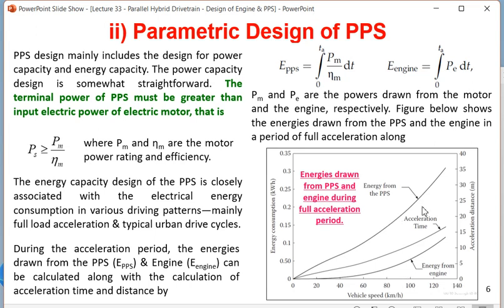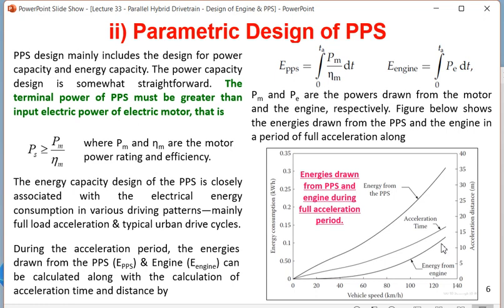And you are finding there are two y-axes. Energy consumption is given in kilowatt hours by the left y-axis, and the right y-axis is acceleration distance. That means within how much distance the acceleration is happening. So from this graph we can conclude that energy from the PPS is fetched at a very higher rate, and energy fetched from the engine is fetched at a lower rate. So we find here the energy drawn from the PPS and engine during the full acceleration period.